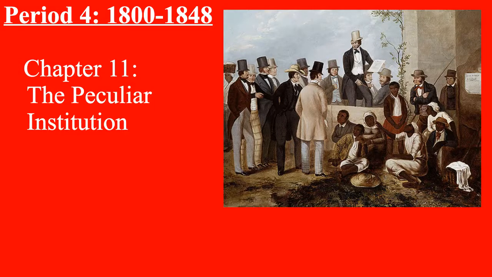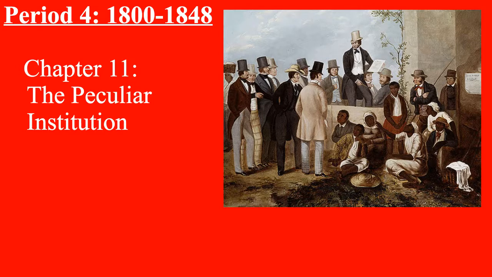For Chapter 11, The Peculiar Institution, we're going to be looking at slavery in antebellum America. And when I say antebellum, I'm referring generally to what period 4 is. The antebellum period, or antebellum America, is referring to the early 1800s before the Civil War. And antebellum actually means before the war, and in this case they're referring to the Civil War.